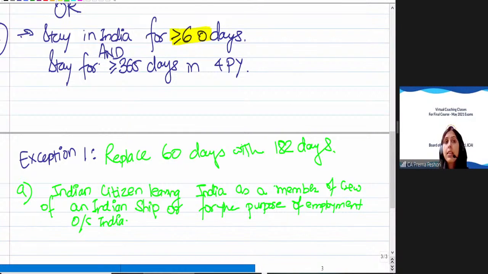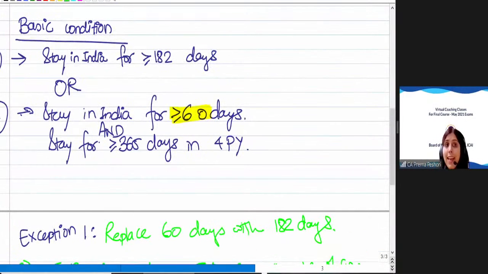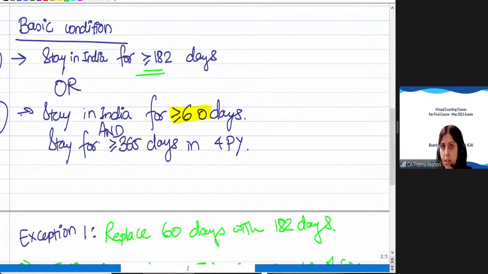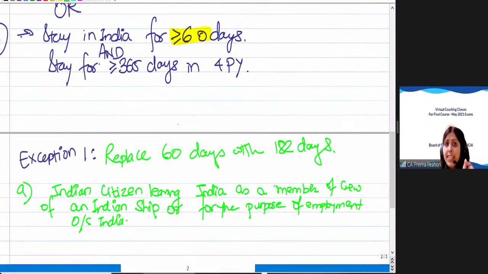Meaning thereby, this second condition would not at all exist for that person, because any which ways the 182-day condition is there under the first part. So if you cross 182 days, then there is no requirement to look at the past 365-day period in 4 years, right? So this 60-day would be considered as 182-day. In other words, only the first condition would be applicable if an Indian citizen leaves India as a member of crew of an Indian ship or for the purpose of employment outside India.